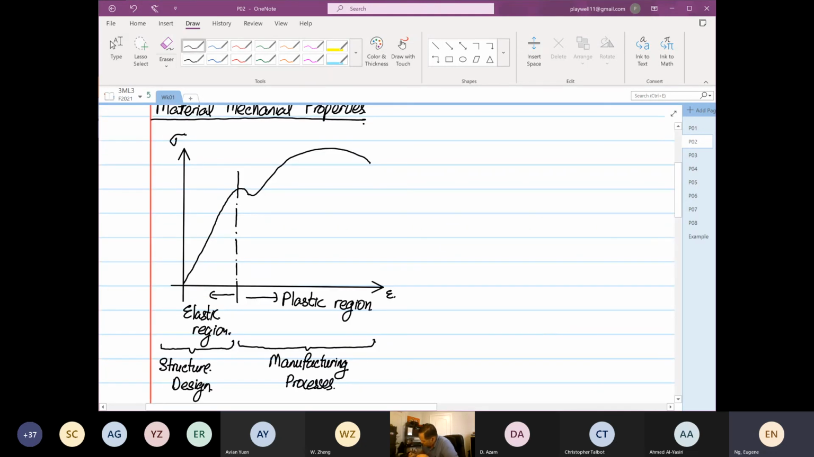So can someone tell me what is this point known as? What is point A known as? Anyone, please? And what is point B known as? Anyone? Yield strength. Yield strength, which is point what? A. Right, well done. So point A is known as your yield strength. And anyone, what is point B? Ultimate strength. Thank you. So point B is your ultimate strength.